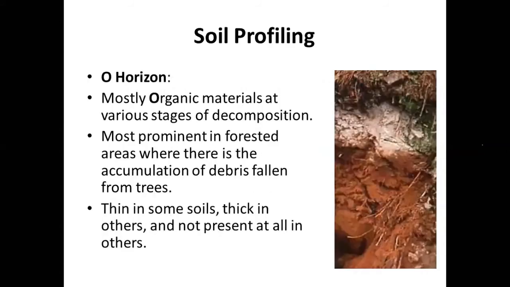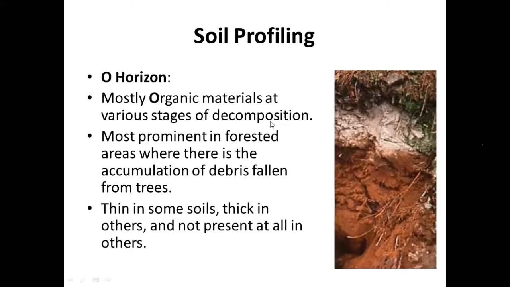So now comes the O horizon. Why do we call it O horizon? Because the O comes from the organic materials. Mostly organic materials at various stages of decomposition. So in this horizon we find organic material, nothing else, just organic materials at various stages of decomposition. That means it can be a green leaf or it can be a brown leaf which has gone through decomposition. So various stages of decomposition can be found in this horizon, and mostly they are composed of organic materials.